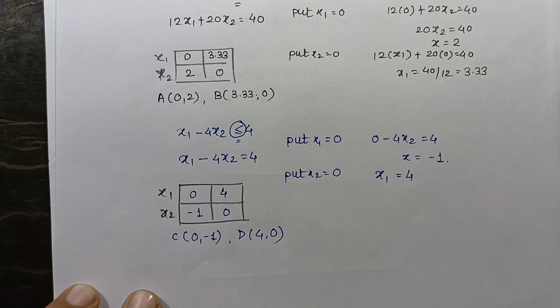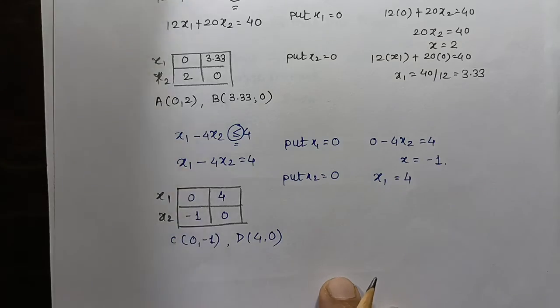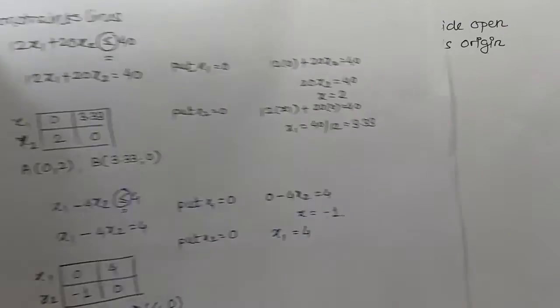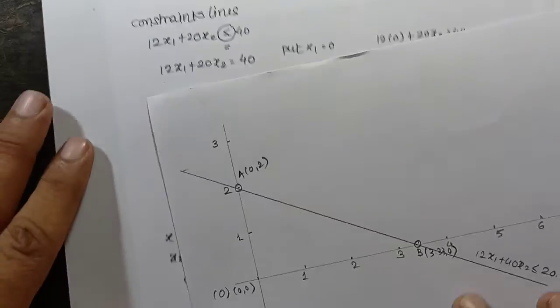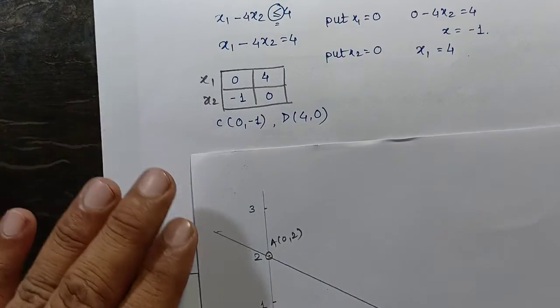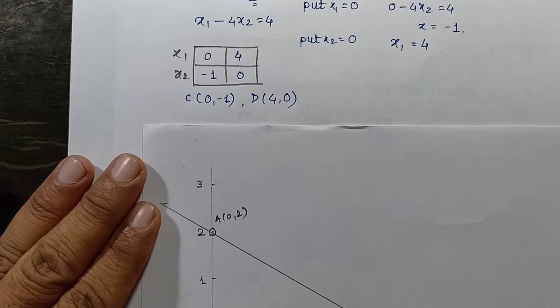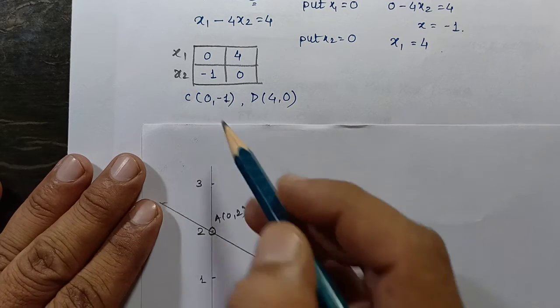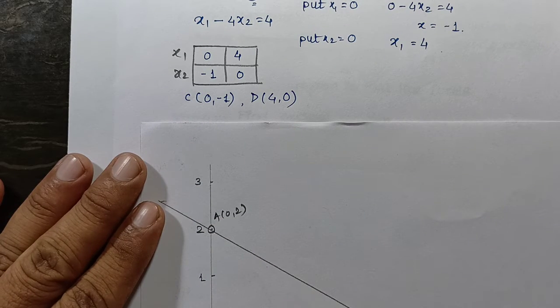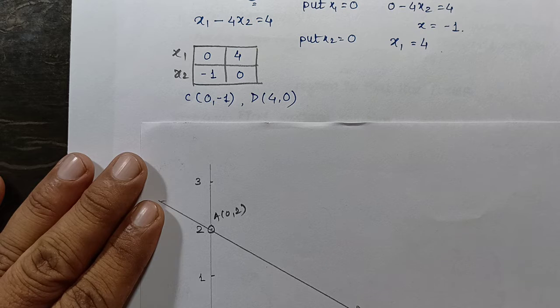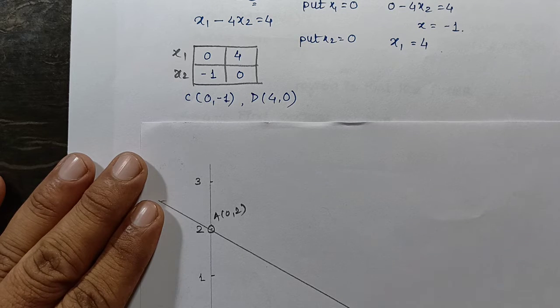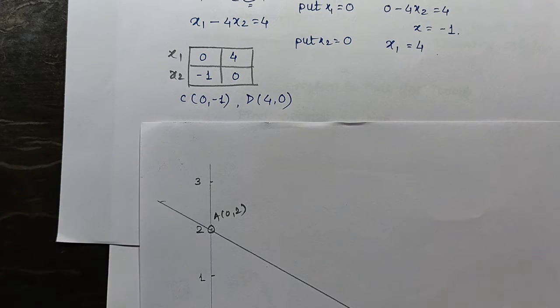I'm just going to put these two points on the graph that I have. The first point is 0 minus 1, so the point will be somewhere here. I'll just write minus 1 here, and the other point is 4 0. So this is the second point.